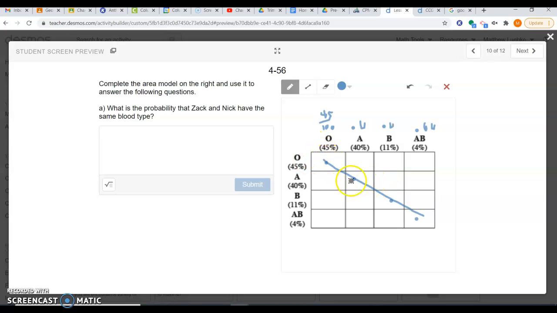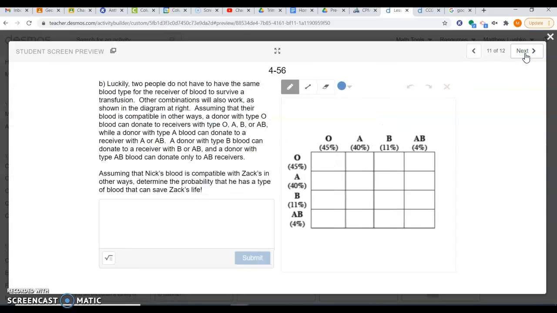And this one, we wanted AA, OO, AA, BB, and AB, AB, because we wanted the same blood type. Now this one's a little more challenging. So we can use the same table, so if you have it filled out on paper, you can use the same exact table, but this time we're going to be more realistic with it.